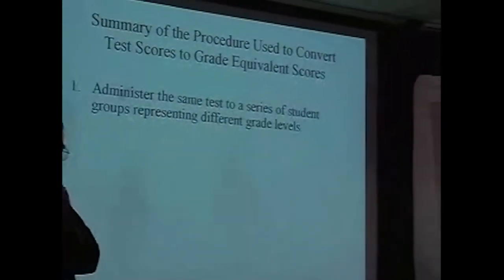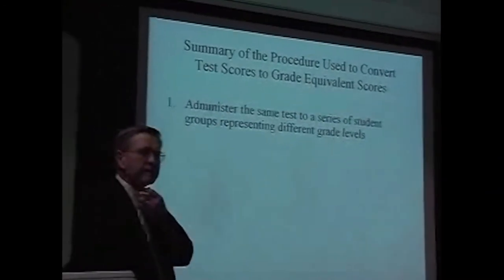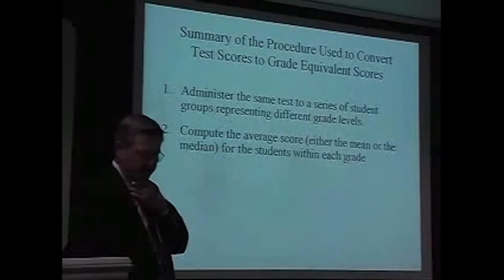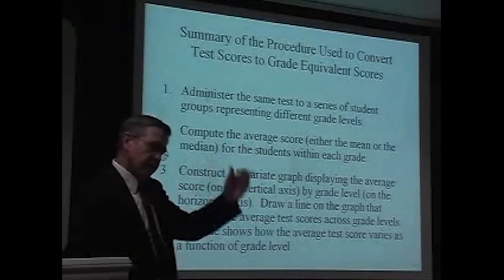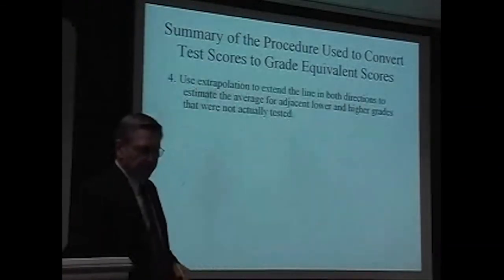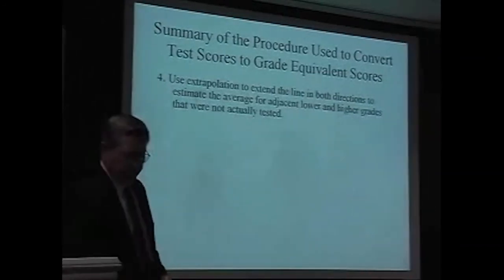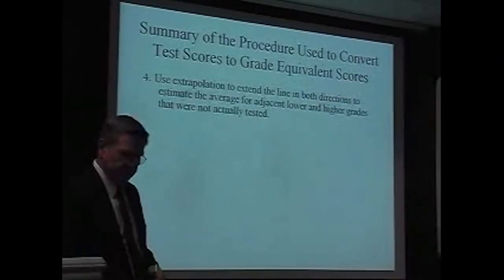Now I've summarized how you do this. You give the same test to a series of students at different grade levels. You compute the average score for each grade. Then you plot those on a bivariate graph. And you draw a line across and down. Then you use extrapolation, both above and below, to estimate the average for grades you didn't test.